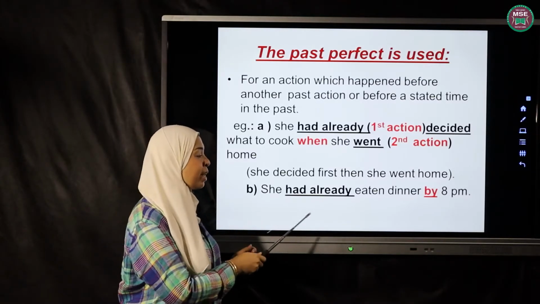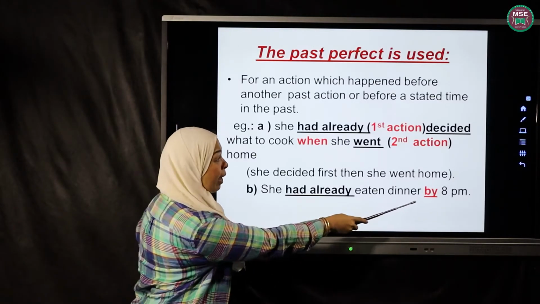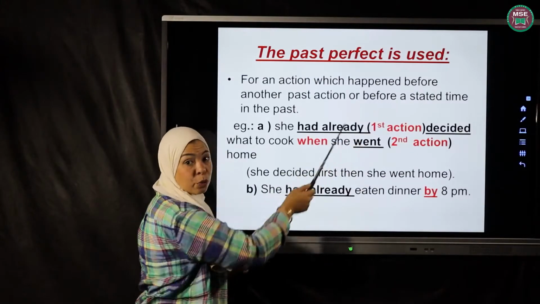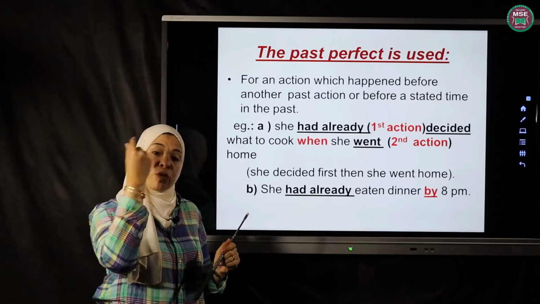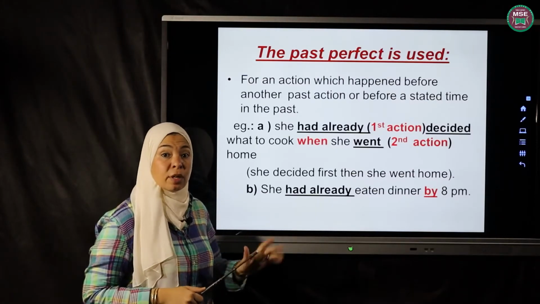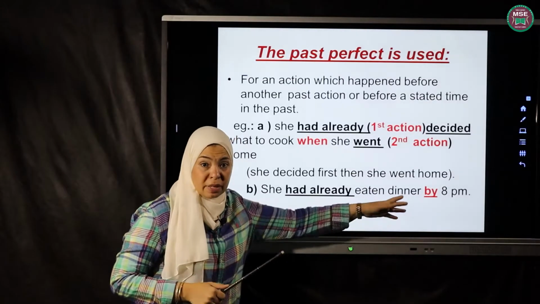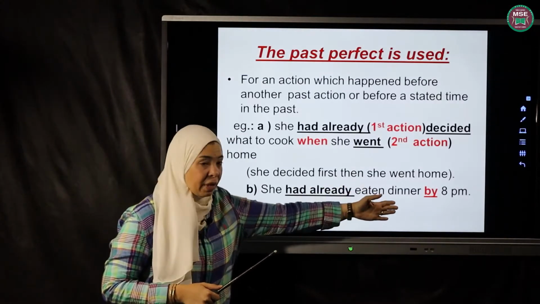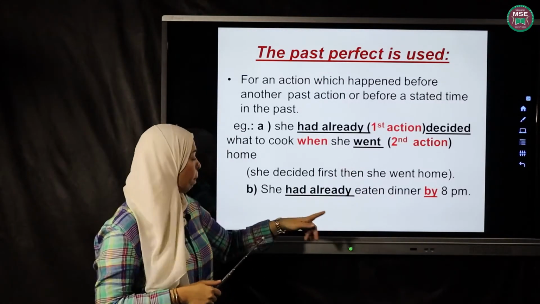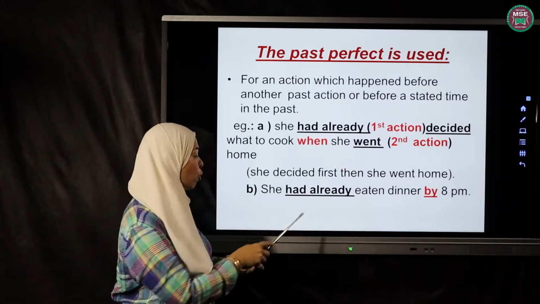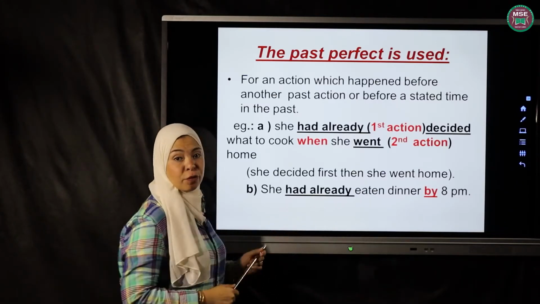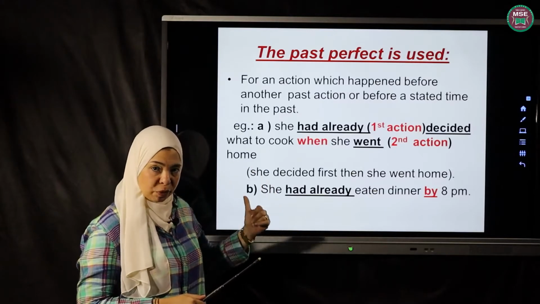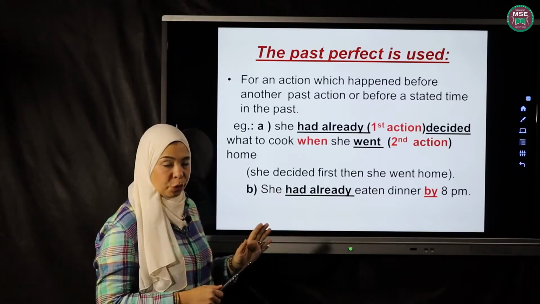Number B: she had already eaten dinner by 8. By 8 here explains this point, which is before a stated time in the past. An action happened before a stated time in the past. So by 8 p.m. means before 8. She had already eaten. I put already between had and the PP form of the verb, as have and has for the present perfect. But this is the past perfect form.